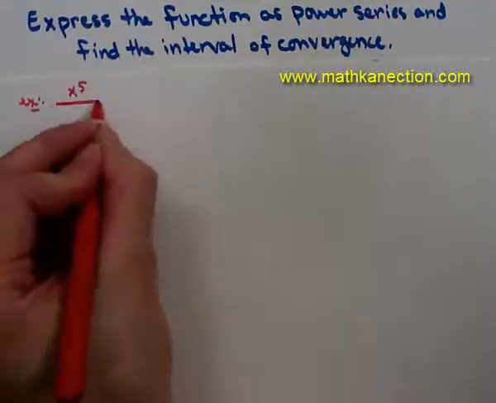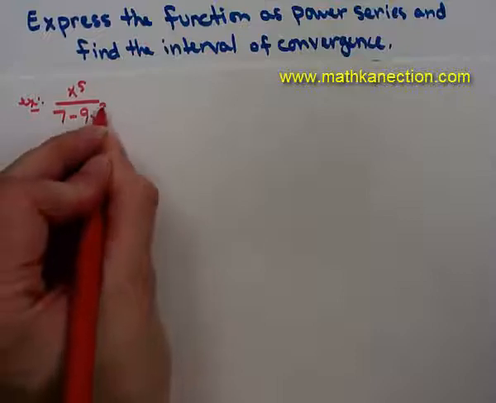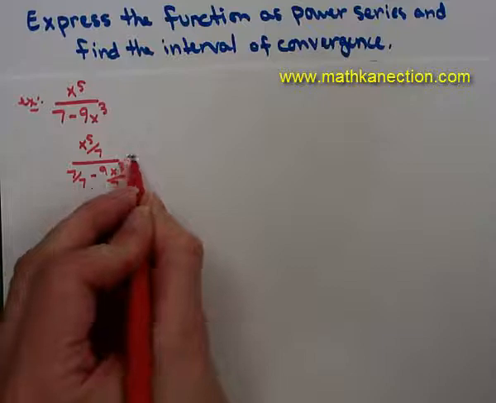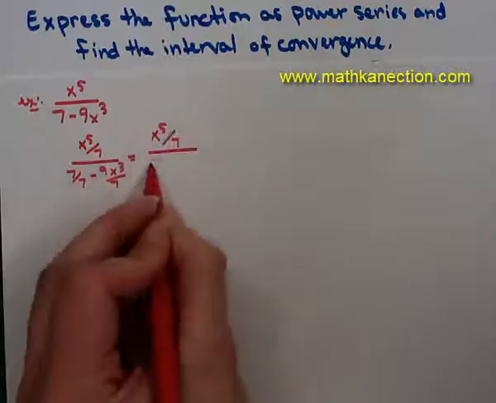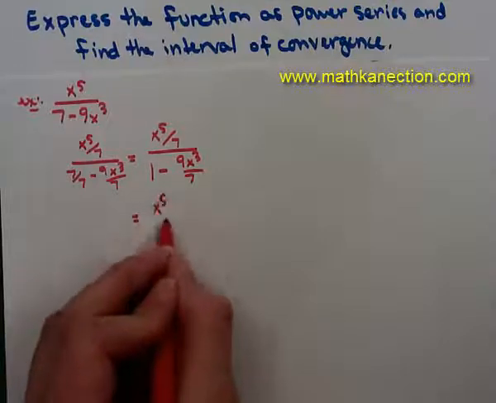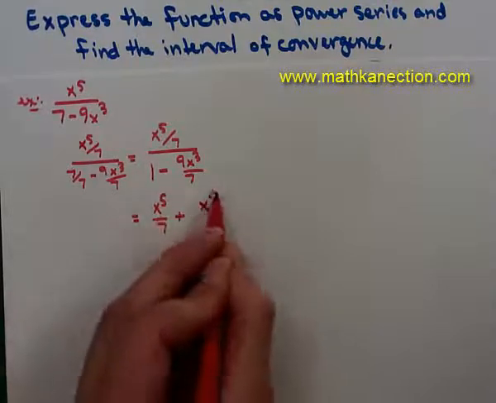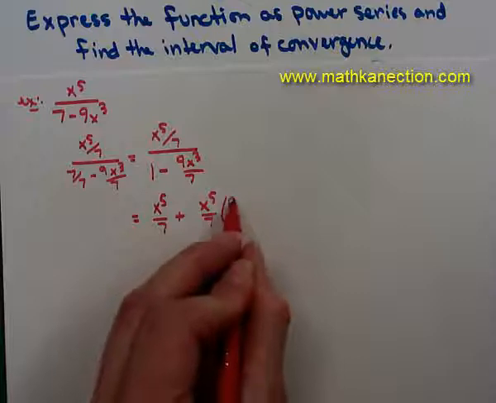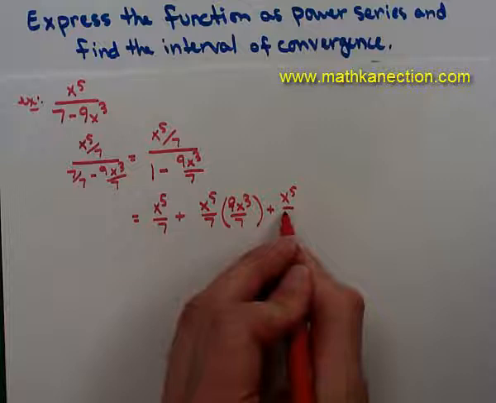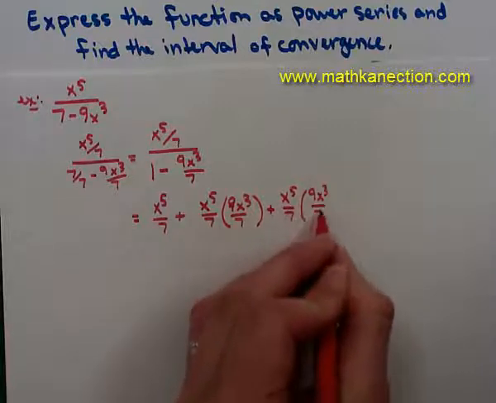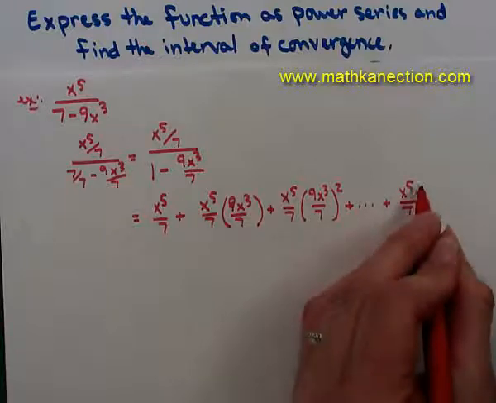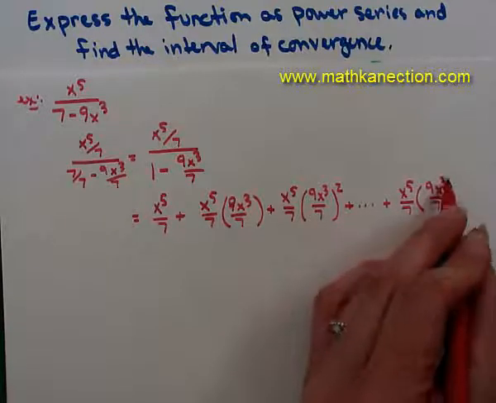The last example, we're looking at x to the 5th over 7 minus 9x cubed. Dividing by 7 to get into the form a over 1 minus r, we have x to the 5th over 7 over 1 minus 9x to the 3rd over 7. So the a is x to the 5th over 7. The first term is x to the 5th over 7, then x to the 5th over 7 times the ratio, which is 9x to the 3rd over 7. So writing out our terms all the way until we get to x to the 5th over 7 times 9x to the 3rd over 7 to the nth power.